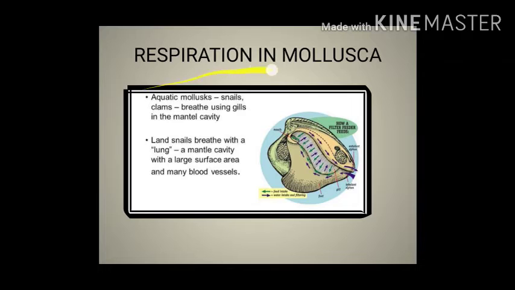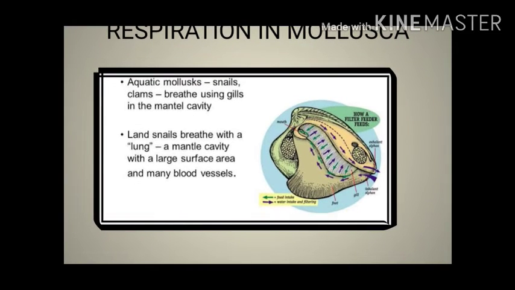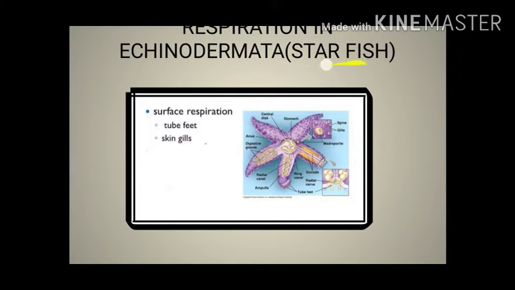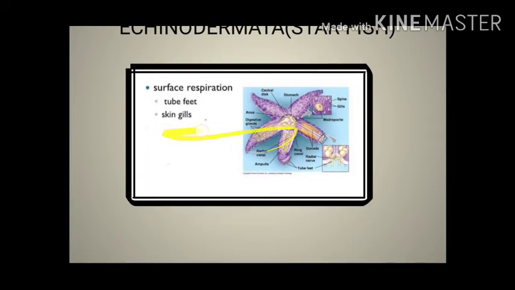Next is respiration in mollusca. Aquatic mollusks breathe through gills, and land snails breathe through lungs. Now, respiration in echinodermata. Example, starfish. They use gills for respiration, and these gills are present on the skin.